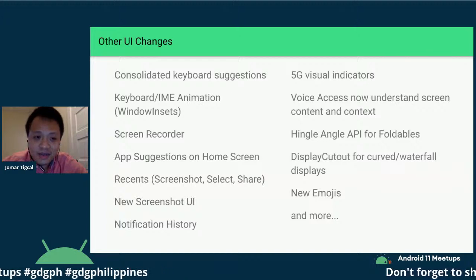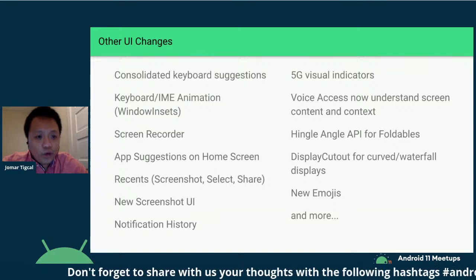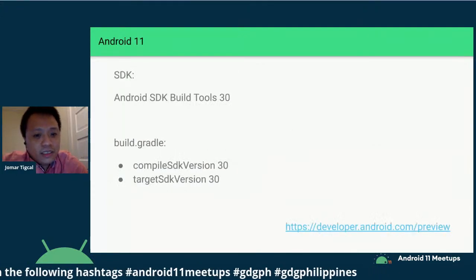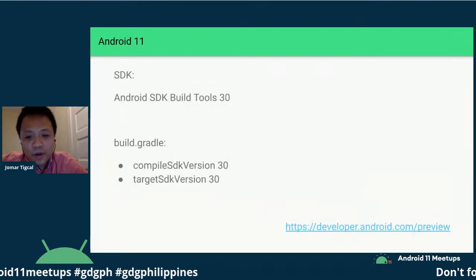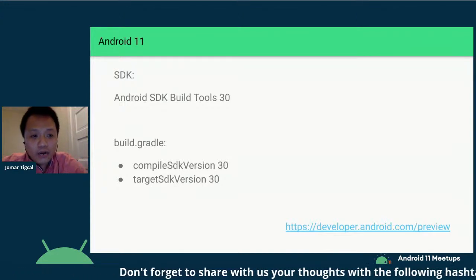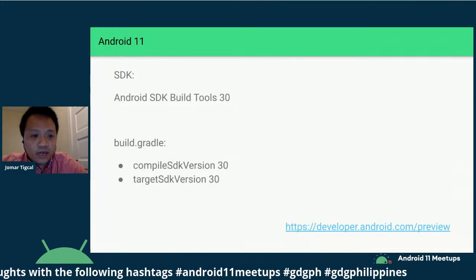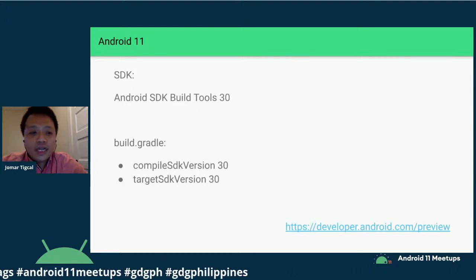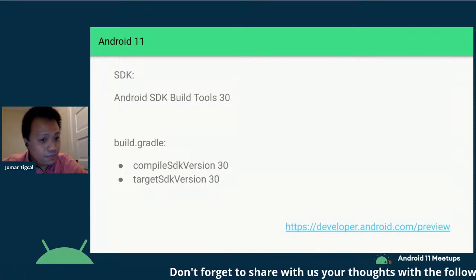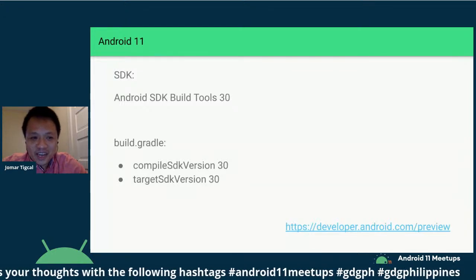But as Android developers, we have a lot more that's beyond these UI changes. So let's start with more developer-focused stuff that's new. First and foremost, the Android SDK is going to be API level 30. So if we target SDK version 30 and compile SDK version 30, well, that's the gist of how to make your app ready for Android 11.